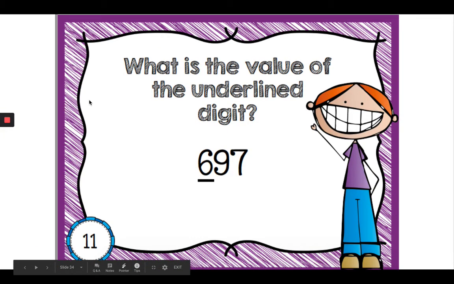Another problem, what is the value of the underlined digit? This number is 697. The underlined digit is in the hundreds place. 6 100s equals 600.